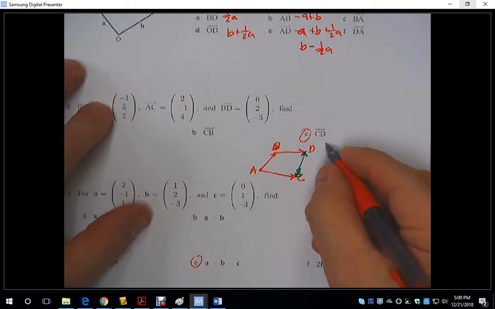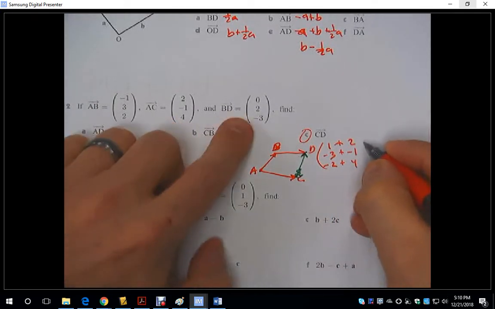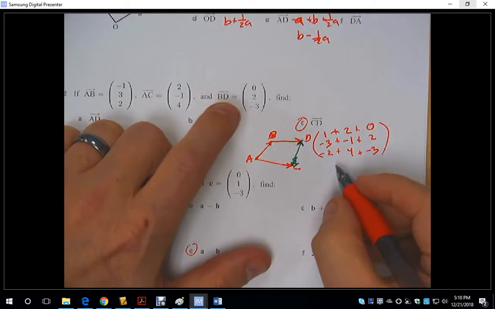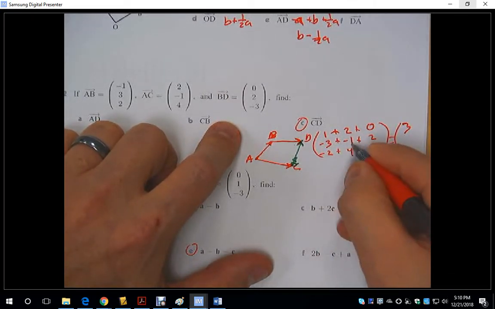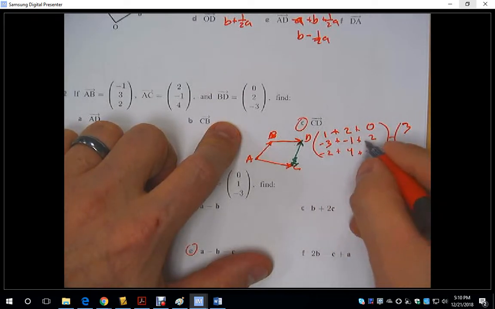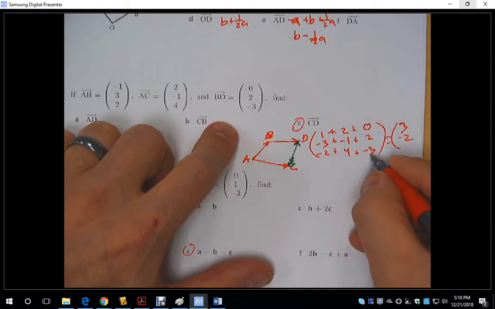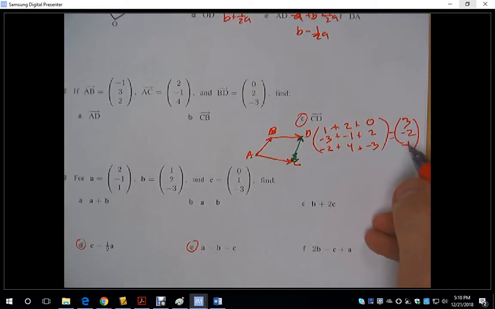So that's going to be positive 1, negative 3, negative 2, and we're going to add that to 2, negative 1, 4. We're going to add that to 0, 2, negative 3. So that's going to give us our new vector of 1 plus 2 is 3, negative 3 plus negative 1 is negative 4, plus 2 is negative 2. Negative 2 plus 4 is 2, 2 plus negative 3 is negative 1. So there you go. That is our new vector of 3, negative 2, negative 1.